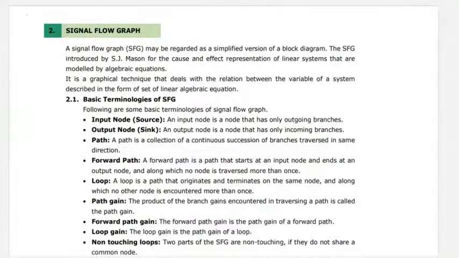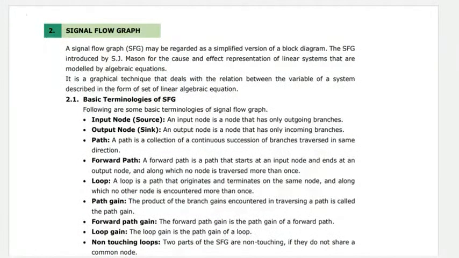So what is a loop? A loop is a path that originates and terminates on the same node. If you start from this node, go somewhere else and then come back to the same node, and along which no other node is encountered more than once. In the loop also, a node should be traversed only once. If it is like that, then that is a loop.